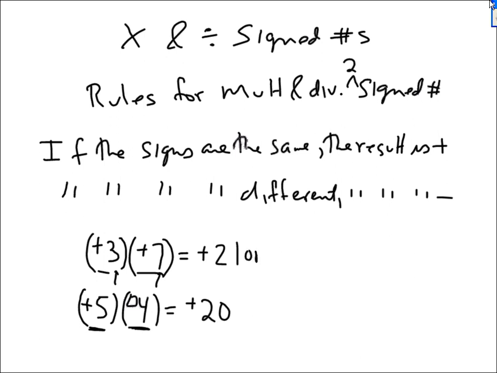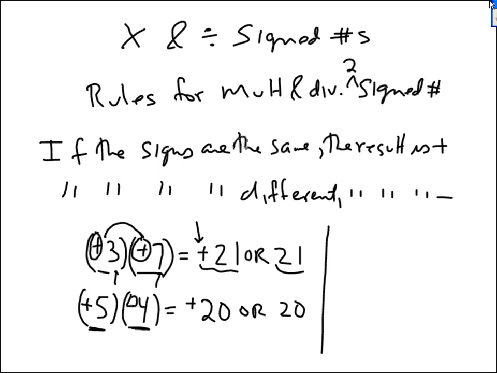Of course, in either case, since it's a positive number, you don't have to write the sign. In the first case, you could have written 21. In the second case, you could have just written 20. Do the signs first. Don't ask yourself, what's positive 3 times positive 7? No, no, no. A positive times a positive is positive, and 3 times 7 is 21. Positive 21 or 21.